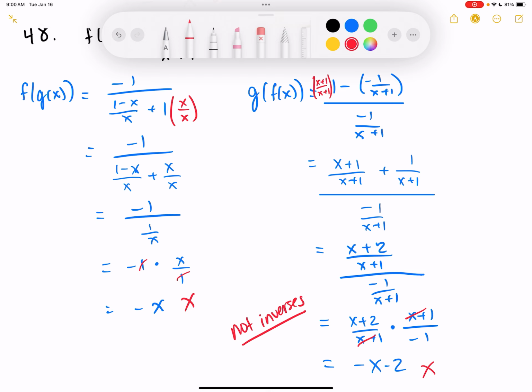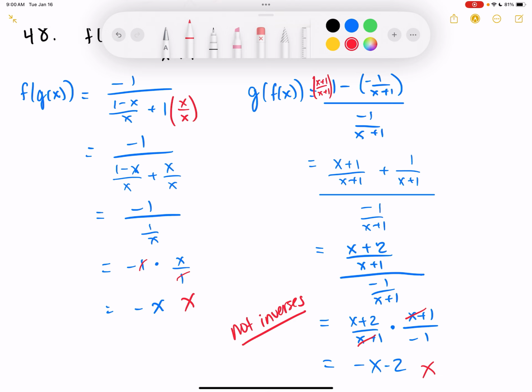On the bottom, I just copied it down. Then combining this stuff on the top, we had x plus 1, so x plus 2 over x plus 1. So that's the numerator of that. And then over that bottom part, it just keeps getting copied down. At this point now, I have a fraction over a fraction, so keep, change, flip. So I have x plus 2 over x minus 1, or sorry, x plus 1.